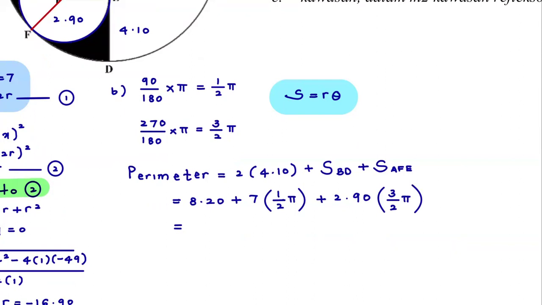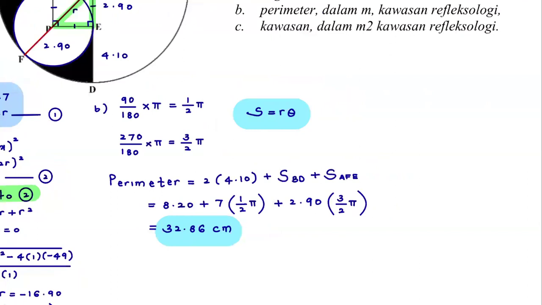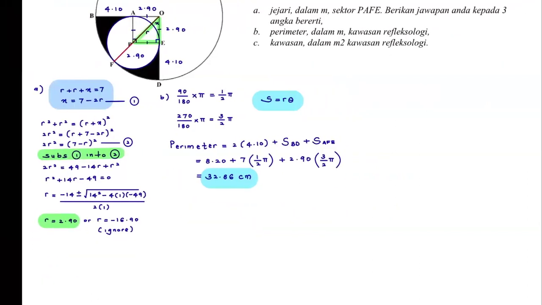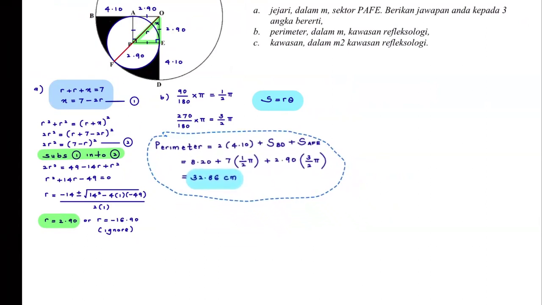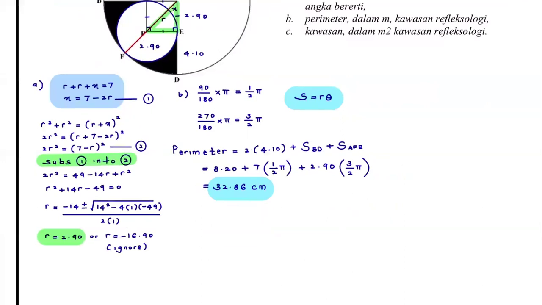Okay, done. 32.86. Okay, this is your answer, class. Settle. Got it? Done. So are you there, guys? Okay, done. Hope that you can understand my solution. Try to go through it again a few times to understand the question.